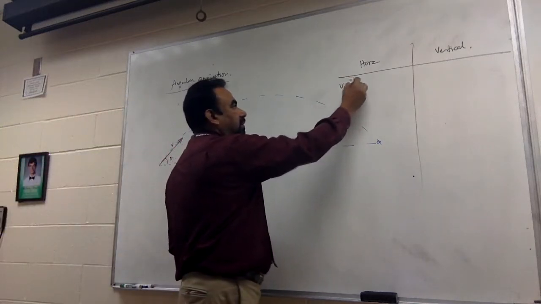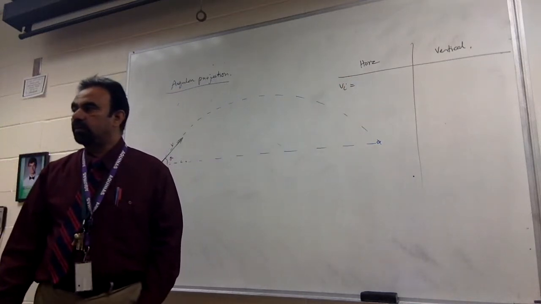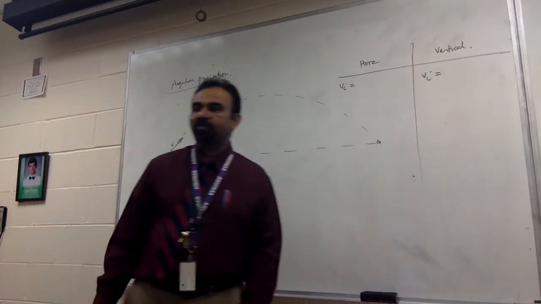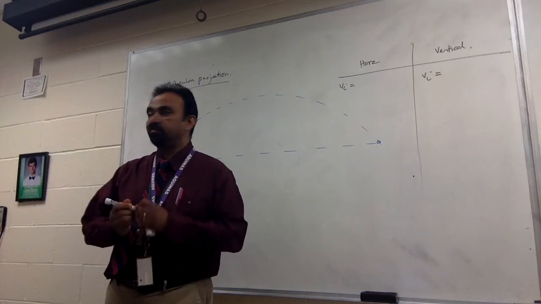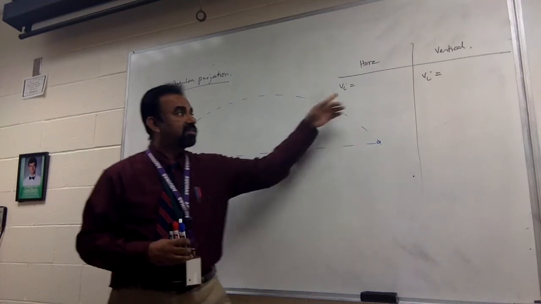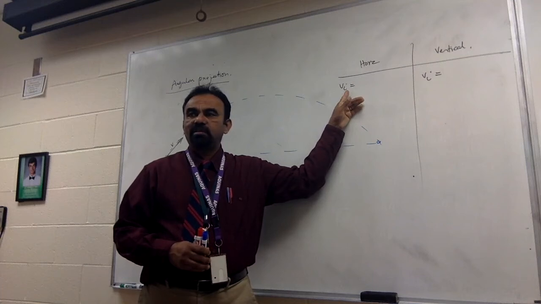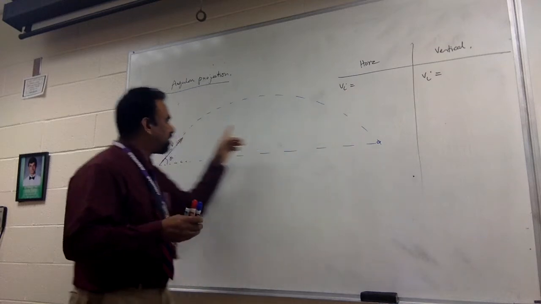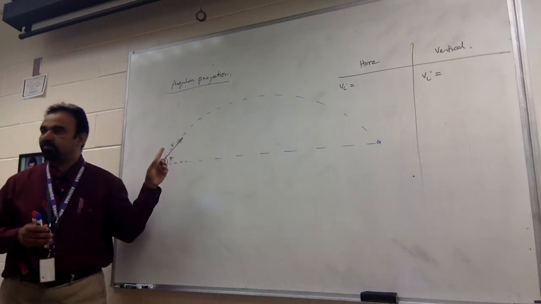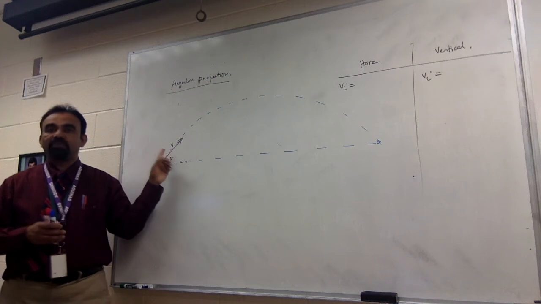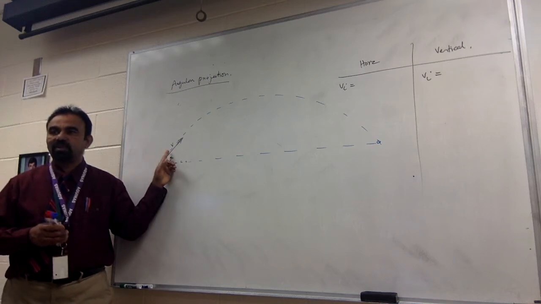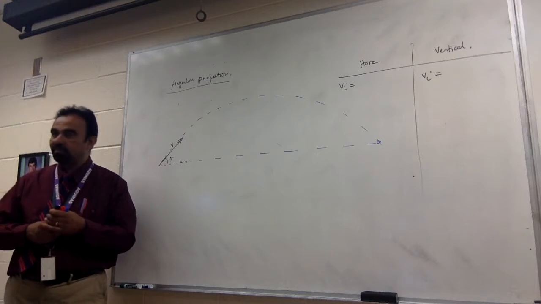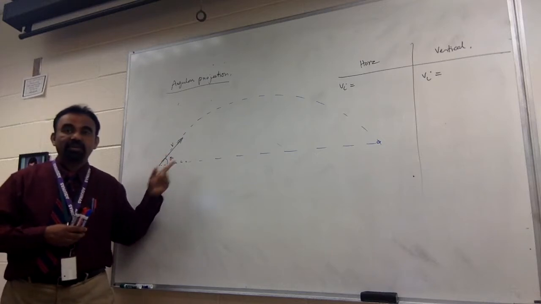What is VI? Do you have any information about it? What is this velocity? It is the horizontal velocity, right? Initial horizontal. So initially, is this moving horizontally? Is it moving vertically? So how? With what velocity is it going horizontally?